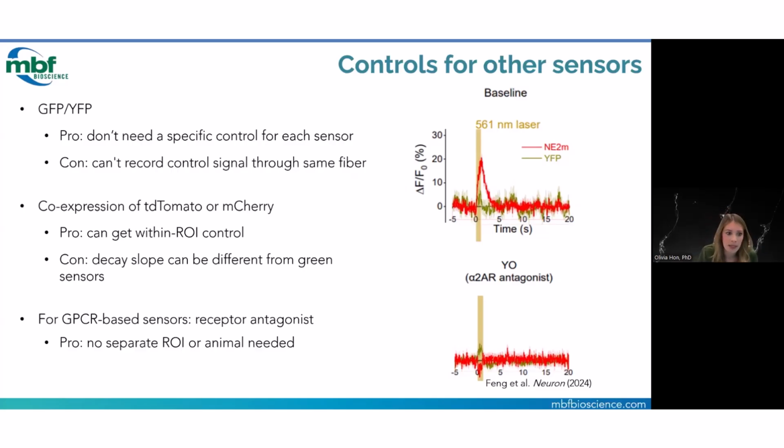We know that those spikes were driven by binding to neurotransmitter. Okay. With this, you don't have to do a separate animal, but you can't necessarily control for motion in this way. And the other con is that you can get off-target effects of the drug that you're giving. So just keep that in mind.